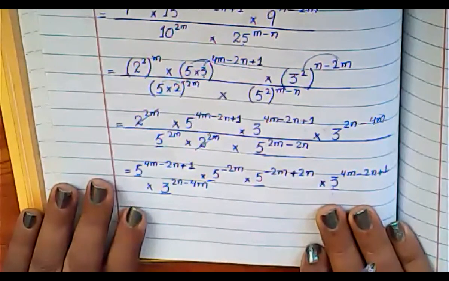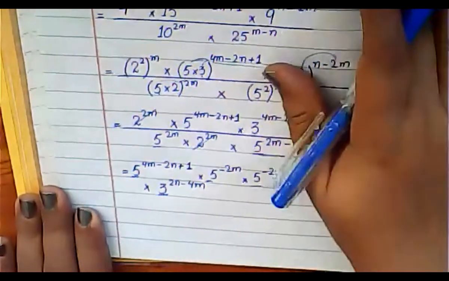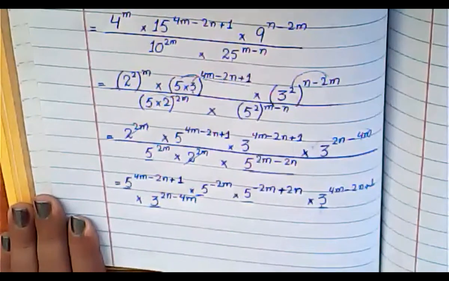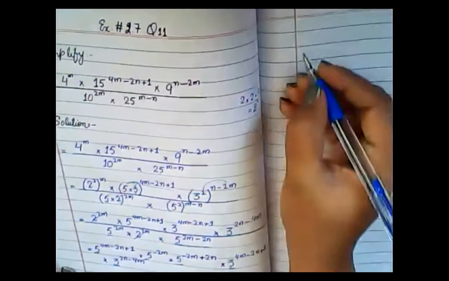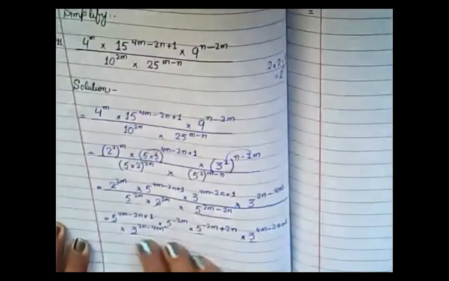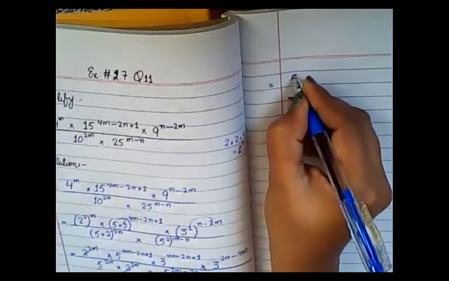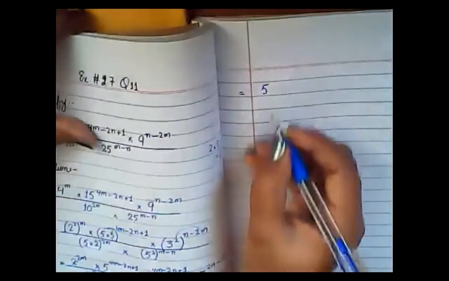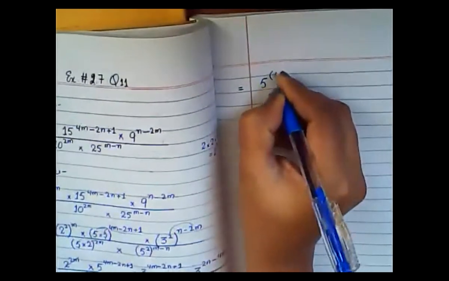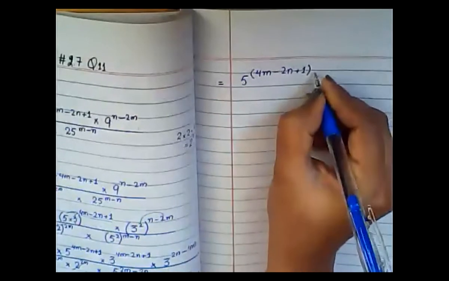Yes, right answer. Now I'm going to move on to the next page because I do not have any more space. Please look here. I'm just taking the same base, which is 5, 5 and 5, and simply adding their powers. The first power is 4m minus 2n plus 1, so I'm going to write it inside the bracket: 4m minus 2n plus 1, bracket close, sign of addition.